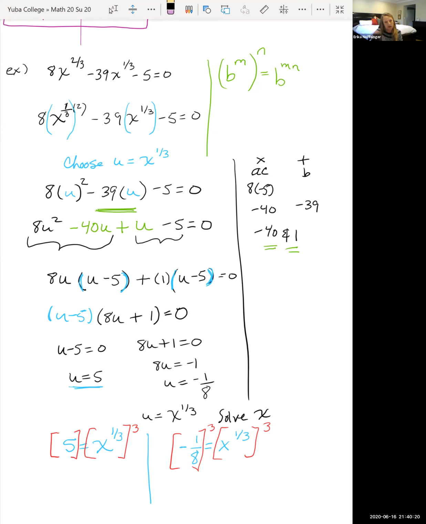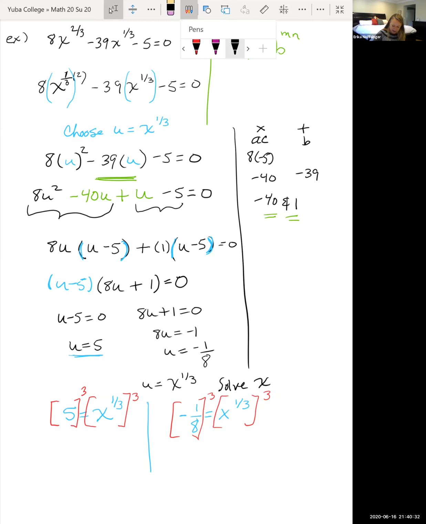Okay, so cubing 5, we get 5 cubed. 5 times 5 is 25. 25 times another 5 is 125. So we get x equals 125. And x equals, well, cubing -1/8. Let's carry the negative with the 1. So if I cube -1, -1 times -1 is +1, times -1 is negative. So -1 all over 8 cubed, which is a little more difficult. 8 times 8 is 64, times another 8 is 512.